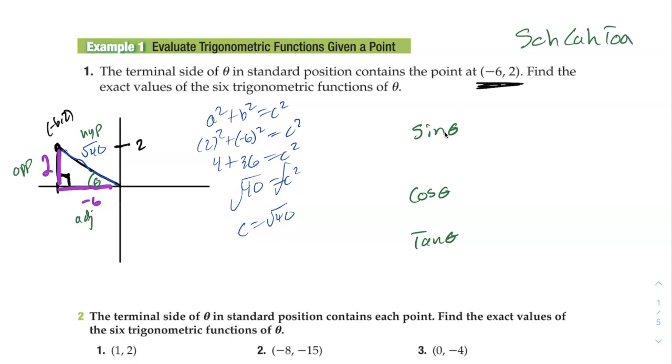So sine is opposite over hypotenuse, which in this case is 2 over rad 40. Let me rationalize. Cosine is adjacent over hypotenuse, so -6 over rad 40. And tan is TOA, opposite over adjacent, so 2 over -6. If you want to simplify, -1/3. And that's the idea, right? So in that point, you make a triangle, find out any missing sides, and then do SOHCAHTOA.